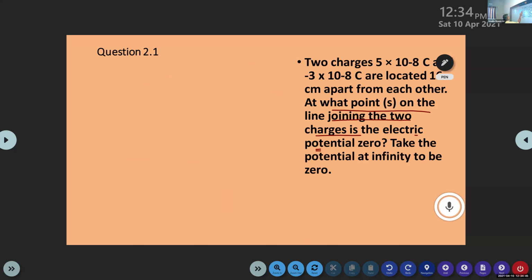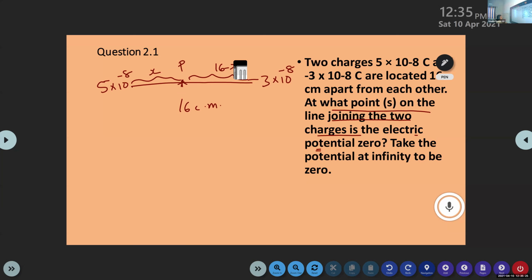So in this question, we have two charges, 5 into 10 raised to negative 8 and minus 3 into 10 raised to negative 8. We separate these two charges by a distance of 16 centimeter. And we want to find a point. What is the speciality of that point? At that point, the electric potential is 0. So suppose we consider this point P. At this point, the total electric potential V is equal to 0. From this charge to this point, the distance is x. Suppose the distance is x, then the remaining distance can be taken as 16 minus x.